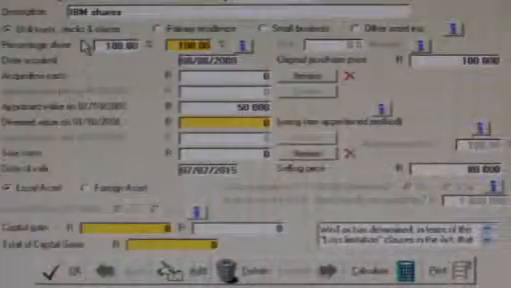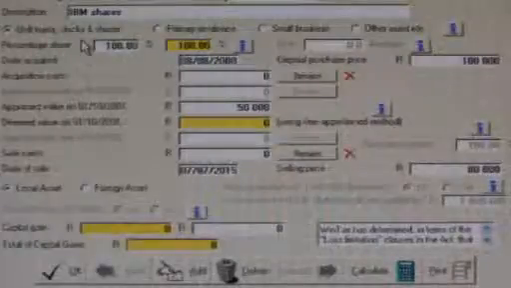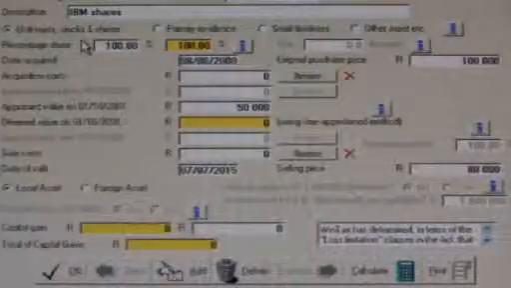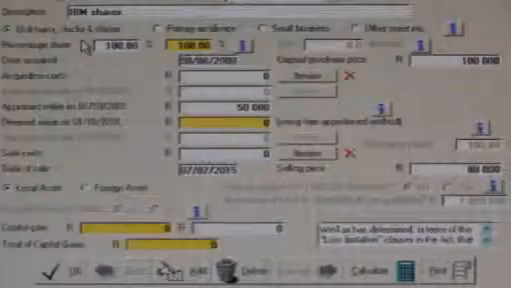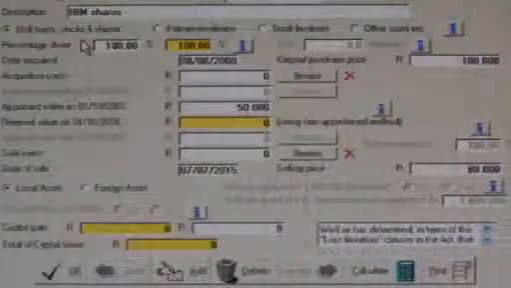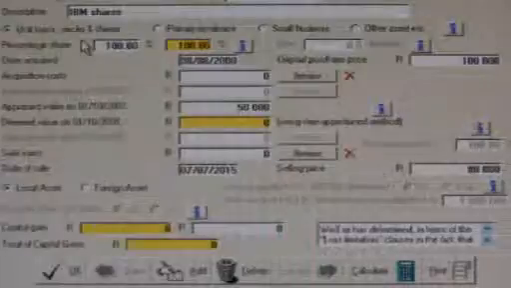Selecting the stocks and shares option, we enter that we bought shares in the year 2000 for 100,000 rand. Along came the events of 9/11 in September 2001, and we were lucky that our shares only lost 50% on the 1st of October 2001, and they were valued at 50,000 rand on the valuation date, October 2001. Let's say they never completely recovered and we sold them for 80,000 rand in 2015.